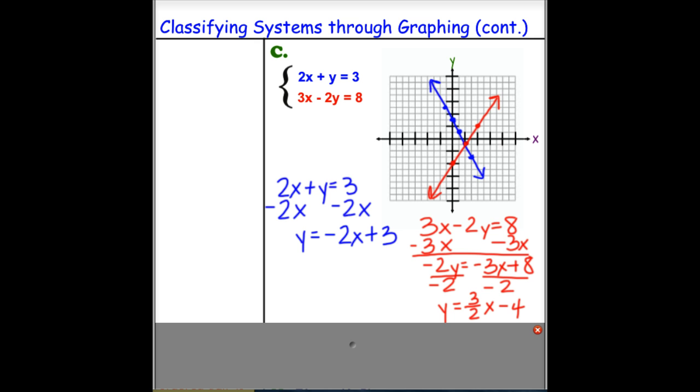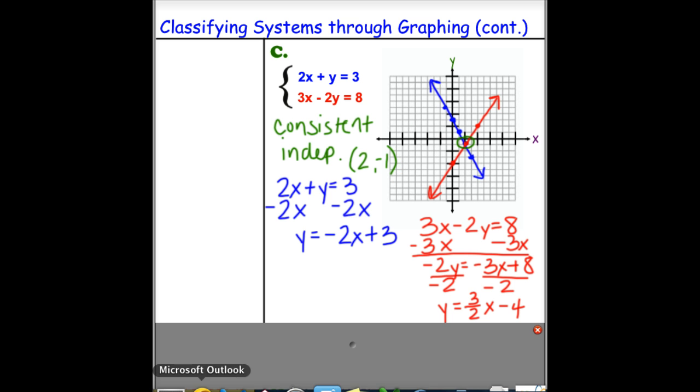I am going to mark again my point of intersection. I do want you to circle your points of intersection. We have one point of intersection, which makes this consistent and independent. I'm going to abbreviate independent. And I see that my solution here again is 2, negative 1. And that would be how you would be able to graph to find your solutions.